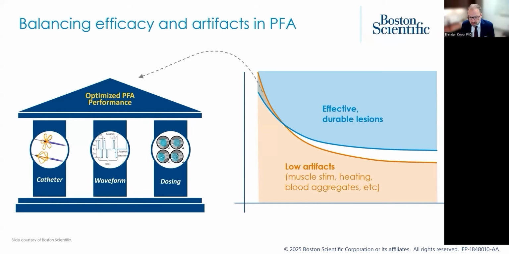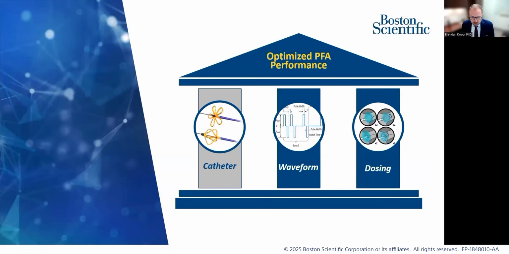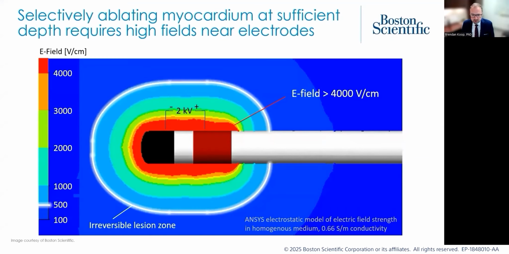Those are the three pillars that can allow you to optimize PFA performance. So let's just look at this first one briefly, the catheter design. And why would it be advantageous to prospectively design specifically for pulse field ablation?